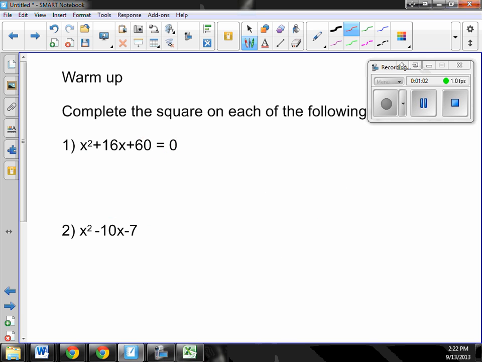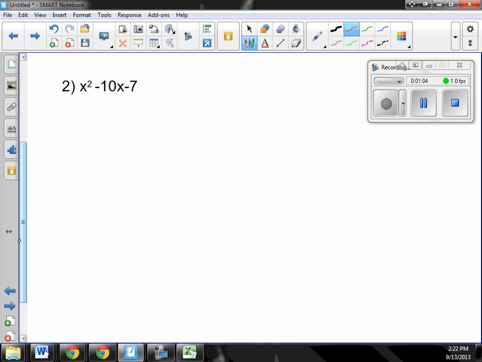Okay. For the next one, x squared minus 10x equals 7. What number goes in my perfect square? Minus 5.